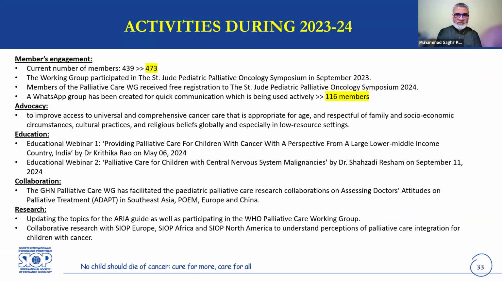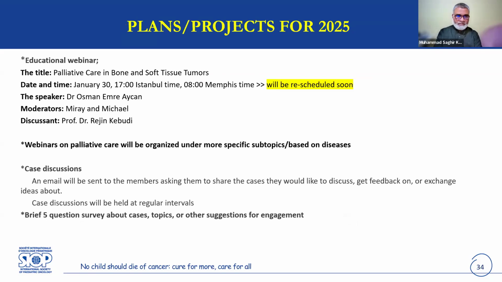473 members. So they are engaged with the St. Jude Palliative Oncology Symposium, advocacy, education, collaboration, and research activities on various levels. And then an educational webinar, they're going to do it on 30th of January. As Mirai works with me, I know a lot about what they're doing.